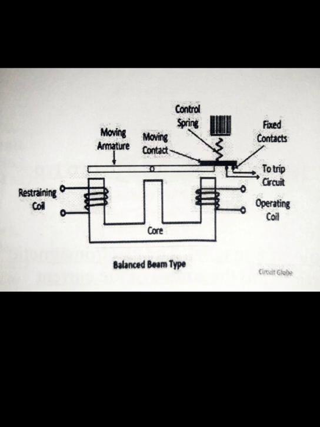The electromagnetic attraction relay is the simplest type of relay, which includes the plunger, hinged armature, rotating armature, and moving iron polarized relay. All these relays are shown in the figure. In the figure, the first one is the balanced beam relay.